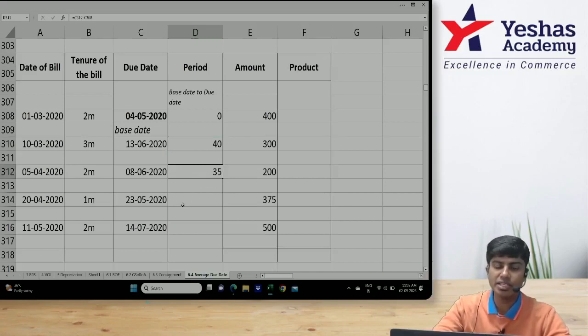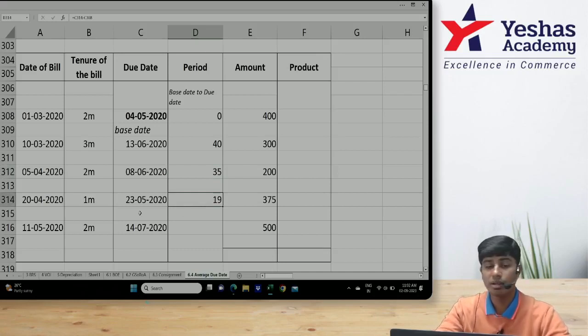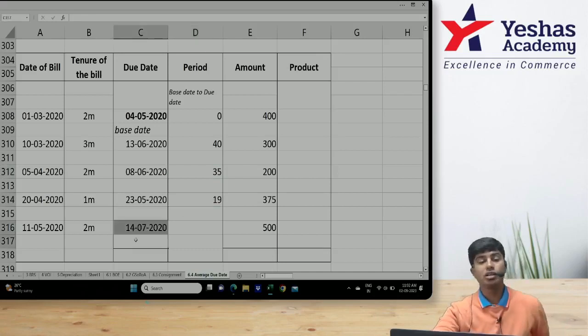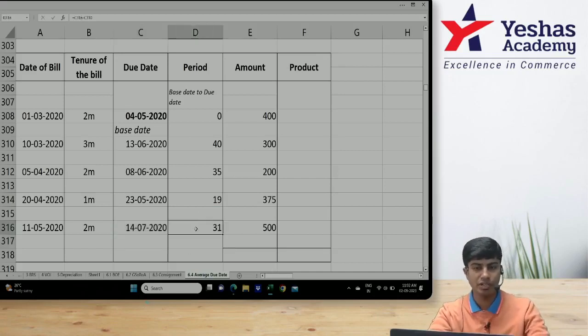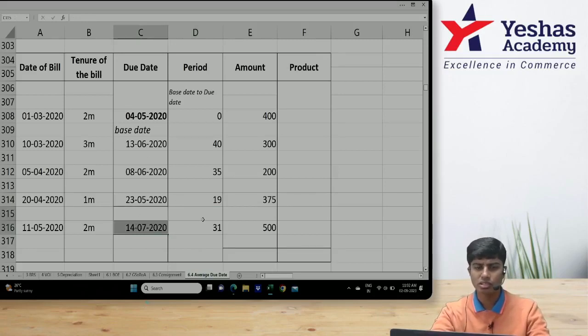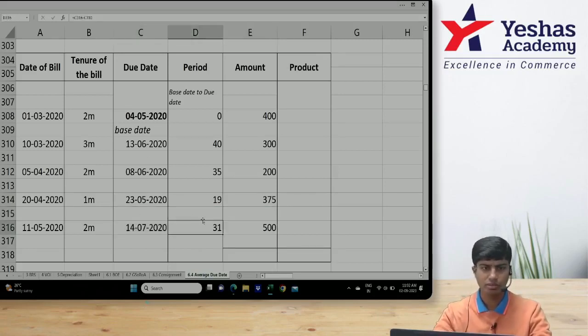Next, 27 days of May plus 8 days of June: 35. Next, 23rd May minus 4th May, same month. 19 days. Next, up to 14th July. So, 31 minus 4: 27 days in May plus 30 days in June plus 14 days in July. 71. Did you get it?